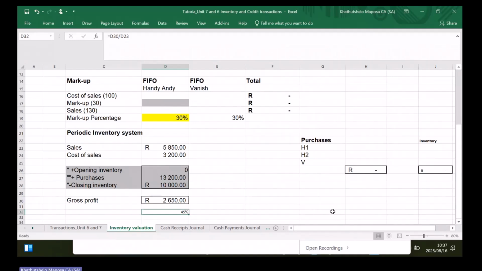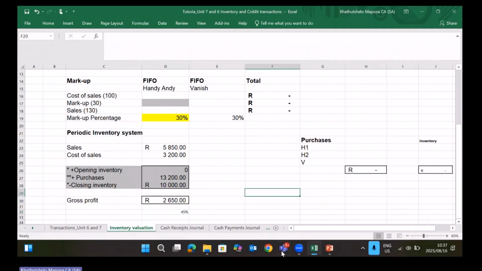Before we move on to the next section, is there anyone who has a question here on the gross profit and markup? The markup and the cost of sales. Let's see by the raise of hands.